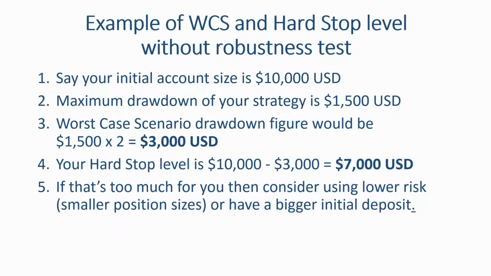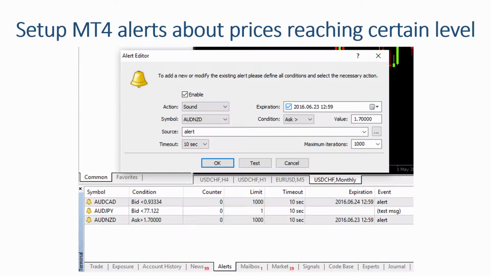And another thing is that if that $3,000 maximum drawdown is too much for you, then you should consider lowering the risk, like using smaller position sizes, or having a bigger initial deposit. So $3,000 on a $10,000 account is a 30% drawdown, but if you used a $20,000 account, a $3,000 drawdown becomes a 15% drawdown. So that's something to consider as well.